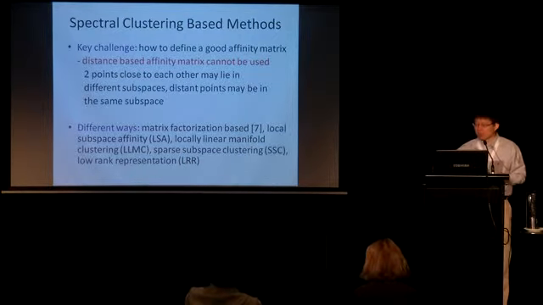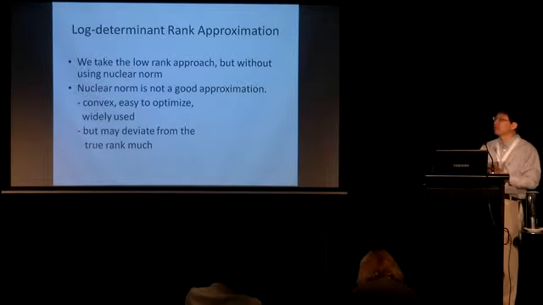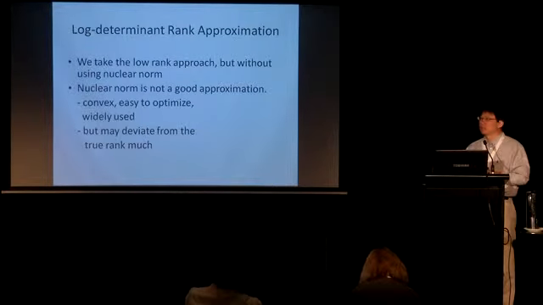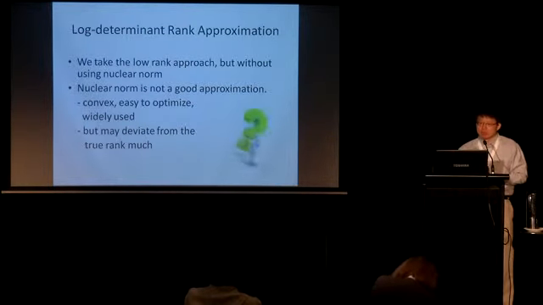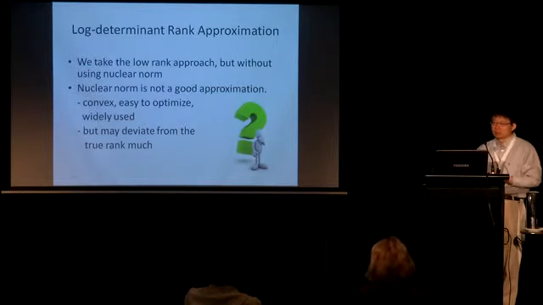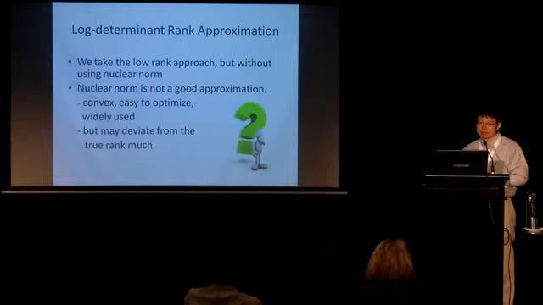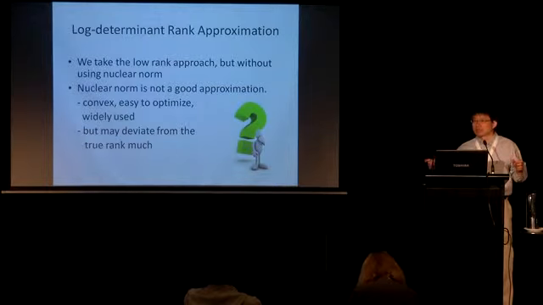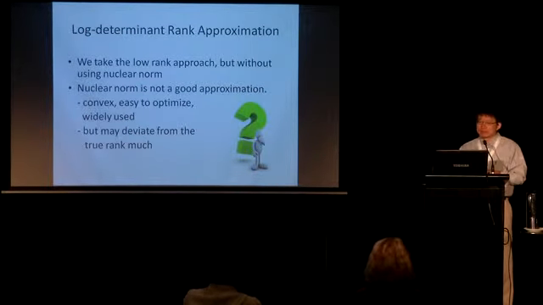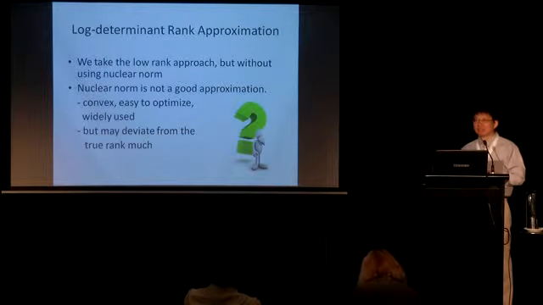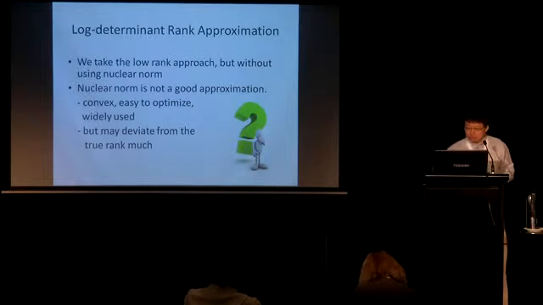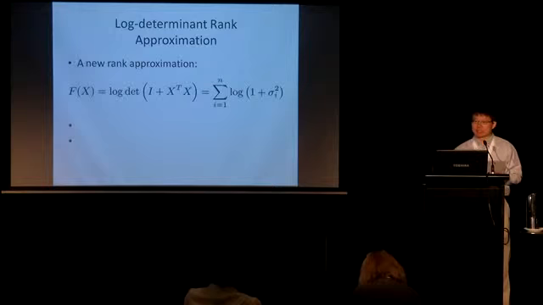low rank representation, LRR. So in our work, we basically take a low rank approach, but we didn't make use of the popular nuclear norm method to minimize the rank. This is because actually nuclear norm is not a good approximation for our problem. Even though nuclear norm is convex, it's easy to optimize. It has been widely used in recent years, but it is basically a summation of all the singular values. So oftentimes it may give a big deviation from the true rank if there is a significantly large singular value. So this is why we propose to use a log-determinant approximation for low-rank approximation.